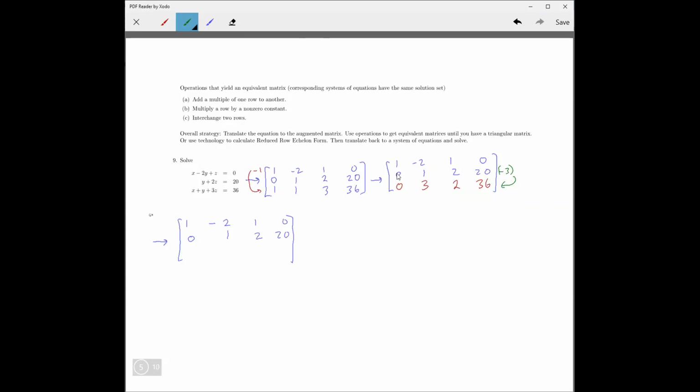Okay, so -3 times 0 is 0, plus 0 is 0, so that's going to be 0. -3 times 1 is -3 plus 3, that's 0. -3 times 2 is -6, plus 2 is -4. And -3 times 20 is -60, plus 36 is, whoa, is that 24? Negative 24.